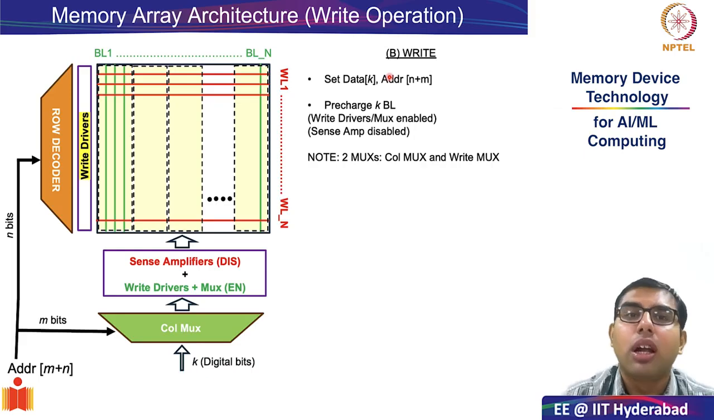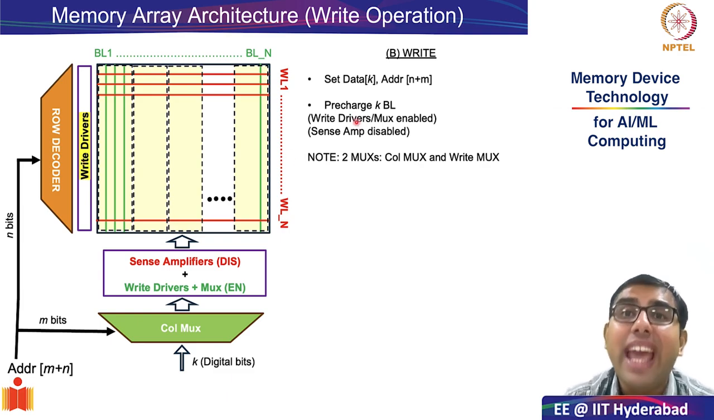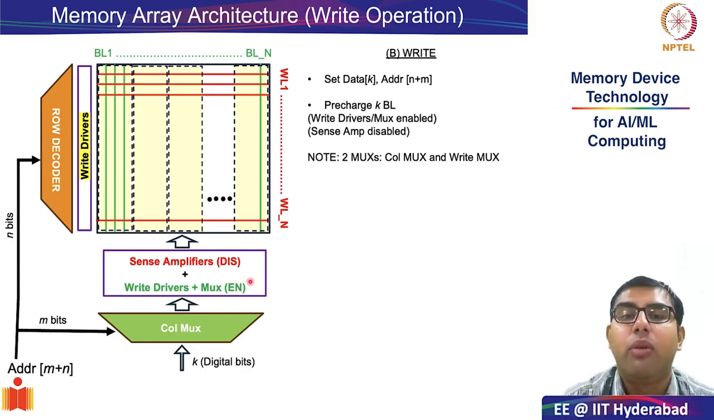Since we are supposed to write some values, and the only way to write values is to assert values on the bit lines, the first thing that is done even before the word lines are asserted is that these k relevant bit lines are charged. How are the k relevant bit lines charged? This is done through write drivers, which are there after the column mux.